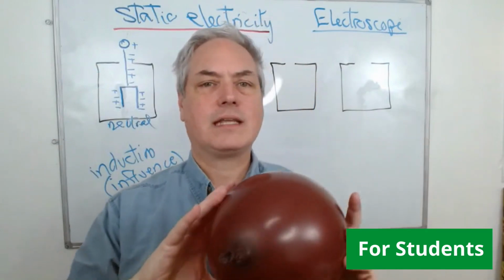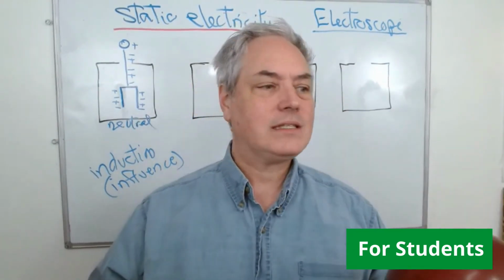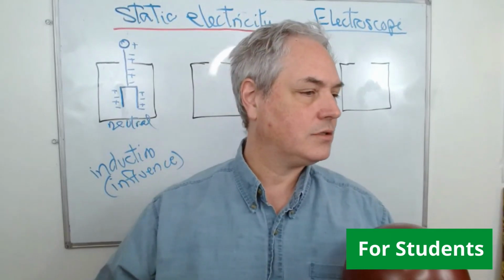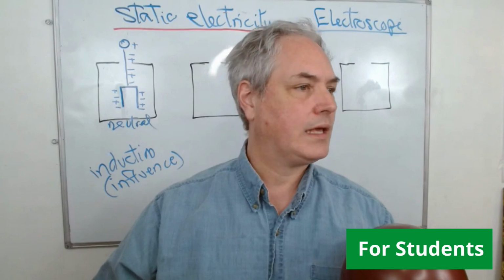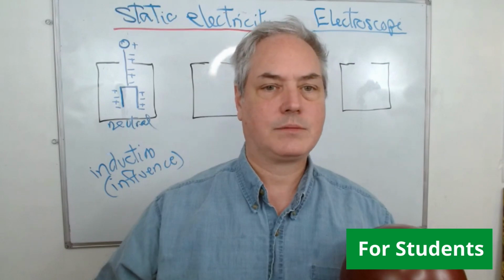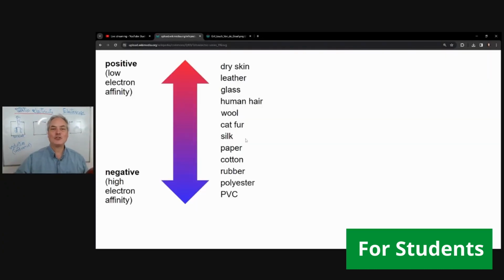First of all, you're going to say, how come we have a balloon that is now negative? Let's look at a piece of information that will be useful for this part. On this English version here, we have some materials: dry skin, leather, glass, human hair, wool, and cat fur. We have here materials that have low electron affinities.